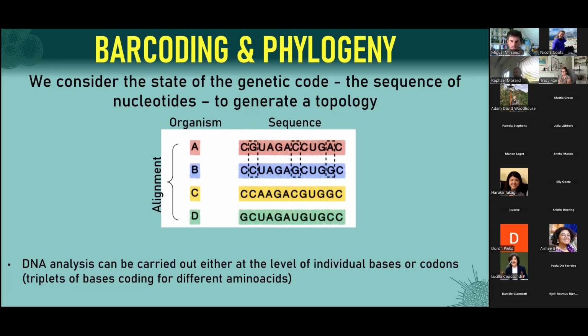You are looking to that signal that is going to help you to build this tree. And from that, you are going to generate a topology. So you can work with nucleotides, or you can work with codons, meaning triplets of bases coding for different amino acids, and the methods are the same.